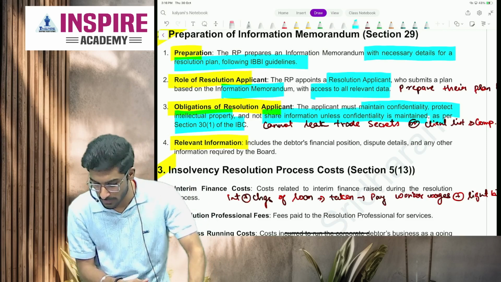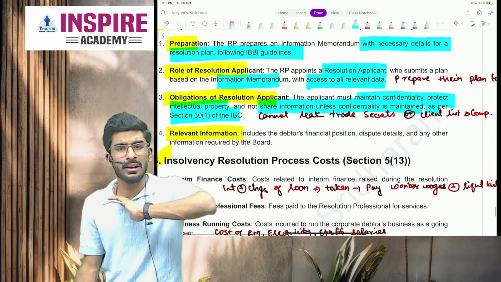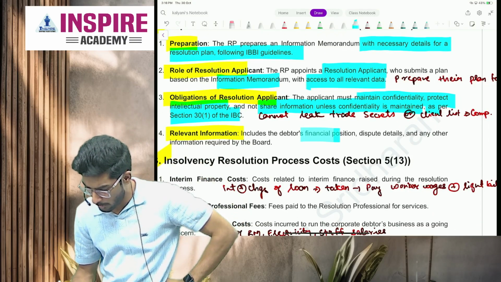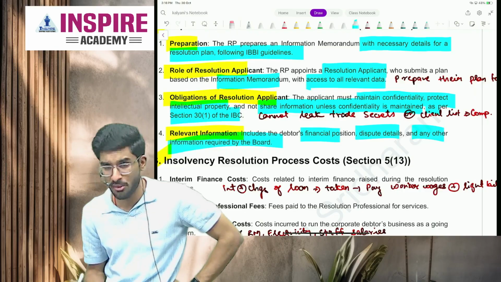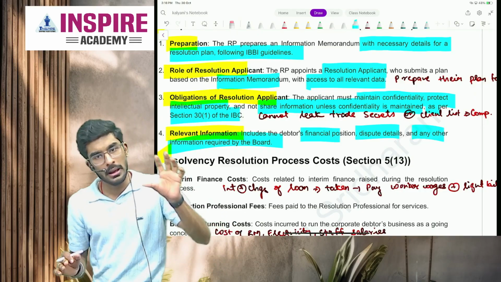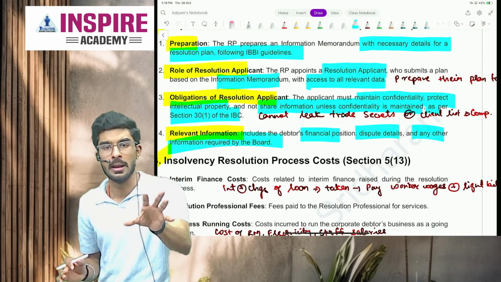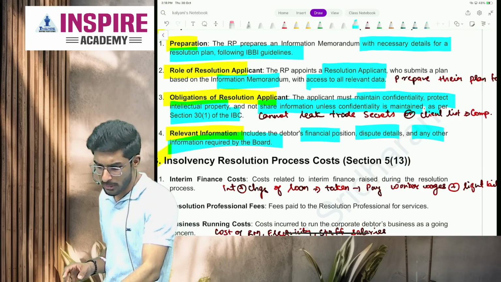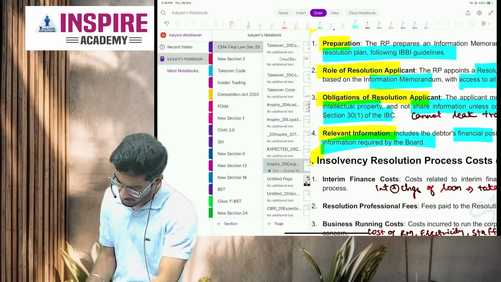Yes or no, people? And last is whatever relevant information is there: financial position, dispute details, any other information required by the board, that has to be presented in the information memorandum. Yes or no, people? Perfect. Let's come to the mind map.